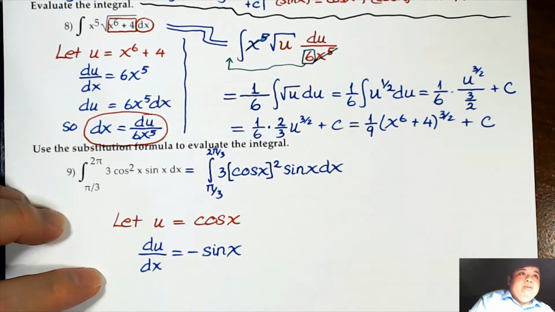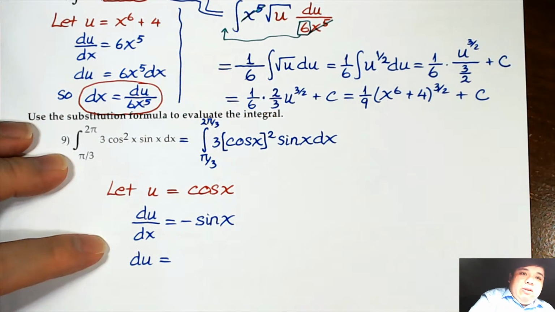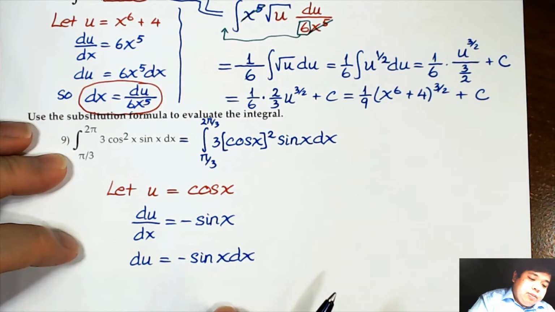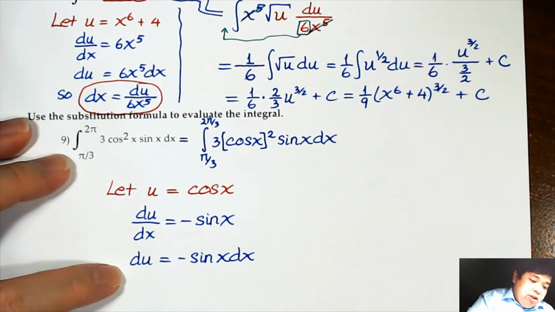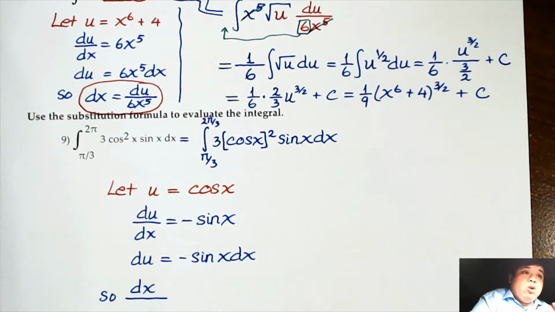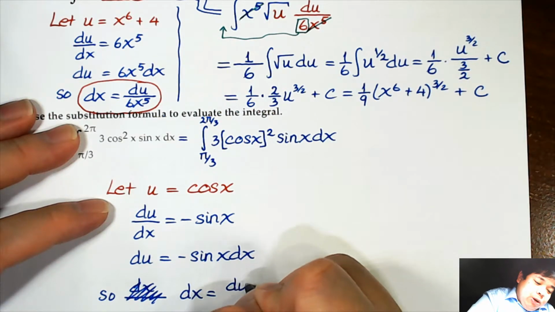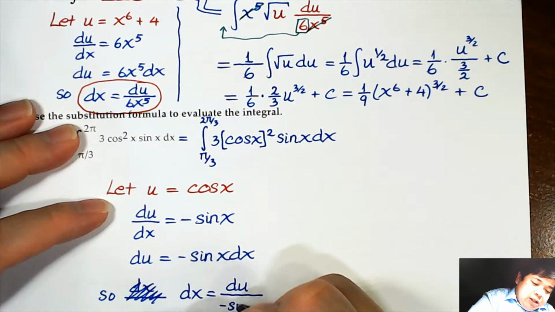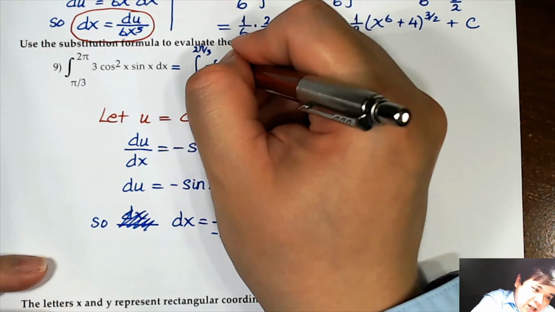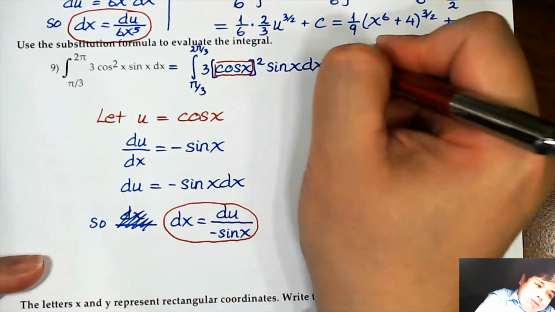Derivative of cosine is negative sine. Move the dx. We have negative sine x dx, and divide by the negative sine x on the other side. We solve for dx. So dx equals du over negative sine x. Right. So we let this equal u, and we solve for dx, which we will substitute into this dx.